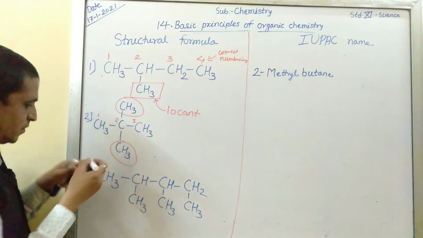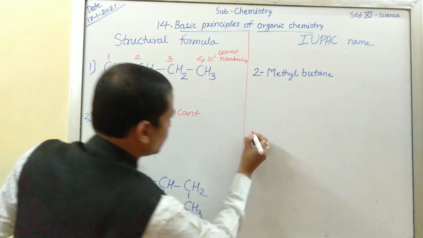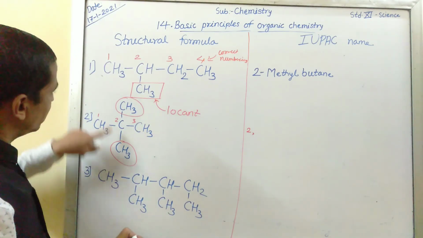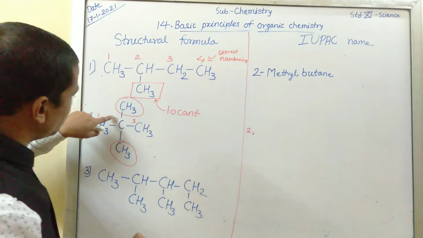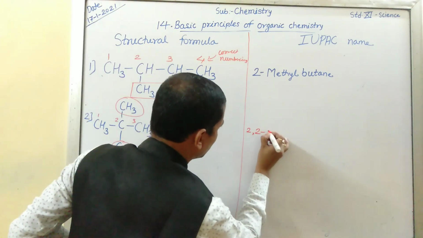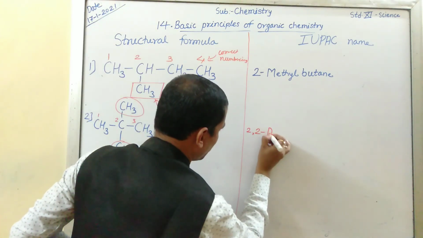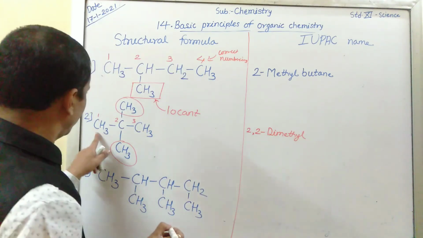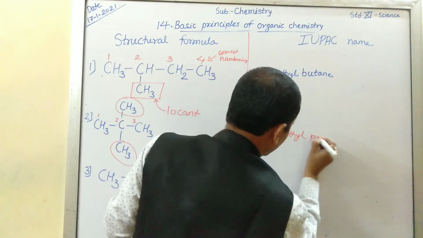How many locants are attached? Two locants are attached, and therefore first you put 2 for this locant, and for this locant again put 2. So here you get 2,2. There are 2 methyl groups, so put di: dimethyl group. 1, 2, 3 means propane.